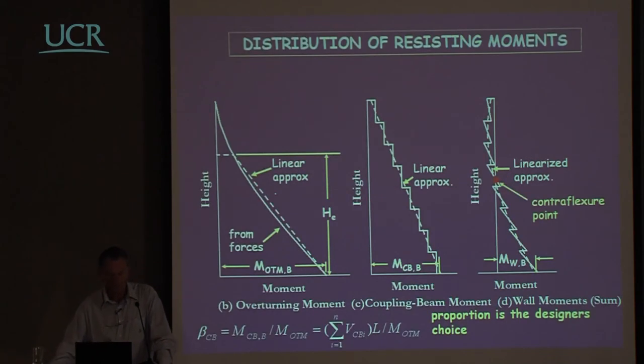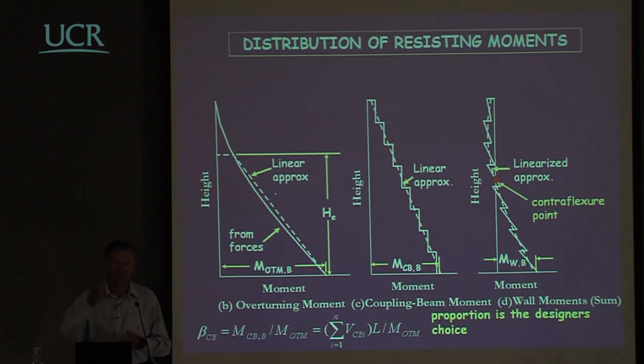If we look at the overall performance then, we can say on the left-hand side, that's the overturning moment up the height of the building resulting from the lateral forces itself. We note that we can look at the coupling beam moments. If we know what those moments are, we can determine how the resistance to the overturning moment from the coupling beams is distributed at the height. After all, if we know the moment capacity, then we know what the shear is of each of the beams.